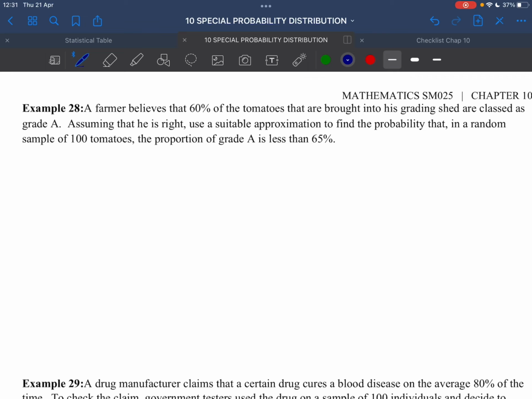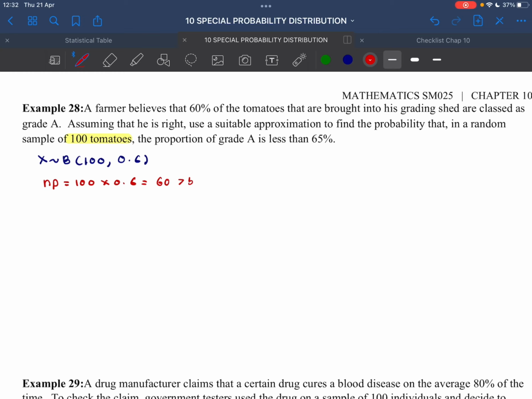So what do we have from this question? First, from one read, we know that n is 100. So we know that this is binomial. Okay, binomial distribution with n equals 100. So what is the probability of getting tomatoes in grade A? That will be 60%, and that will be 0.6. Okay, so that is our probability. So here we can find np, which is 100 multiplied by 0.6, which gives 60.